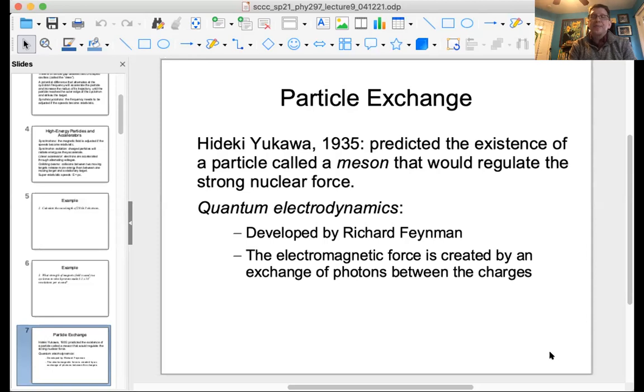and which led to Richard Feynman developing the theory of quantum electrodynamics, was the idea that all the forces are regulated by an exchange of particles, and that for the electromagnetic force, for example, photons are the regulators of the force, that objects exert electrical and magnetic forces on each other by exchanging photons.